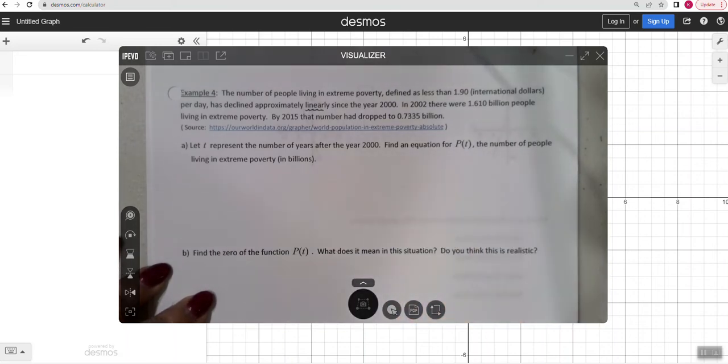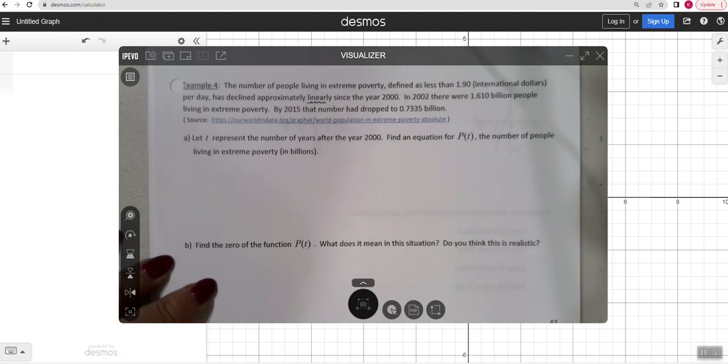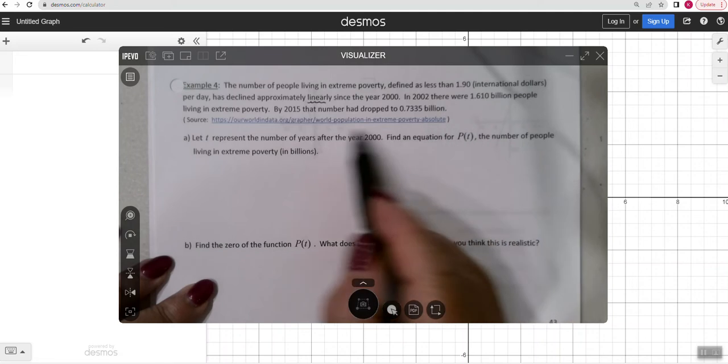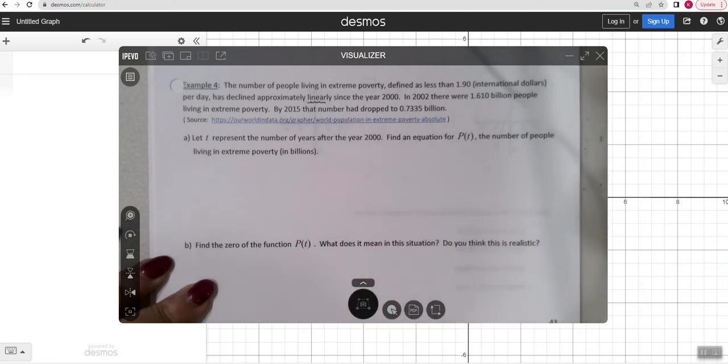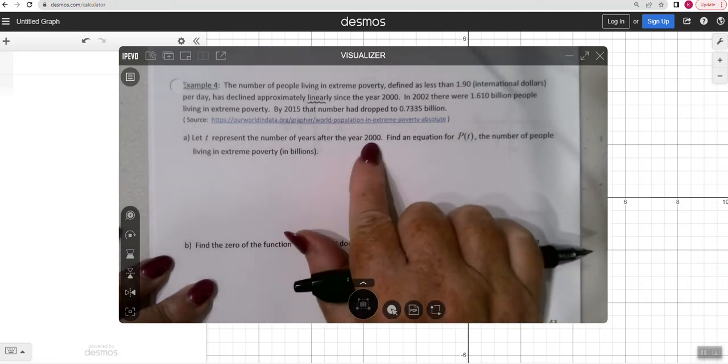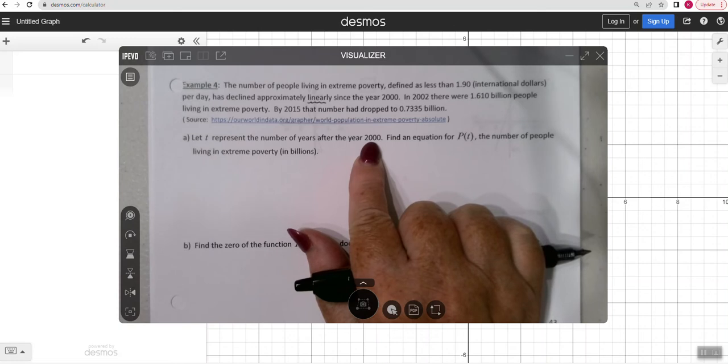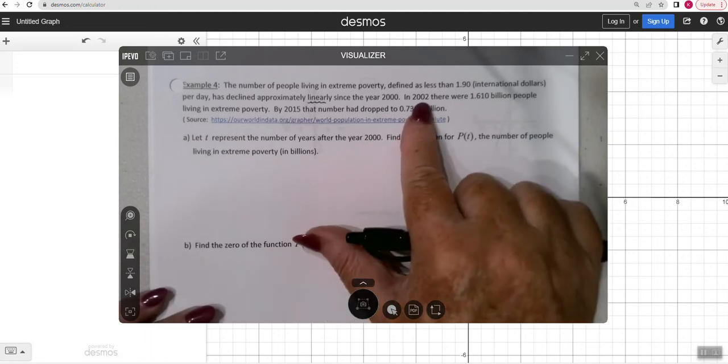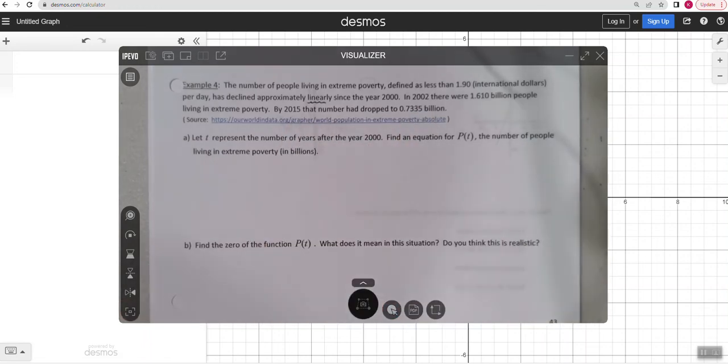Unfortunately, in this example, unlike the previous one, they didn't give me the M and the B in the description. The rate of change, the M, is not stated here. And even the B, since T equals 0 is going to be the year 2000, I would have to know the number of people in poverty in that year to find B. And they gave me 2002 and 2015. So they didn't help me out much there.